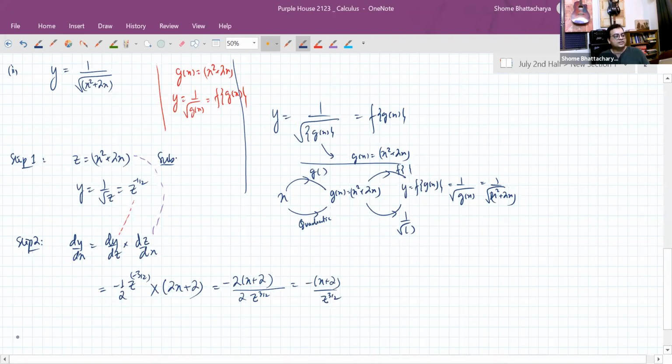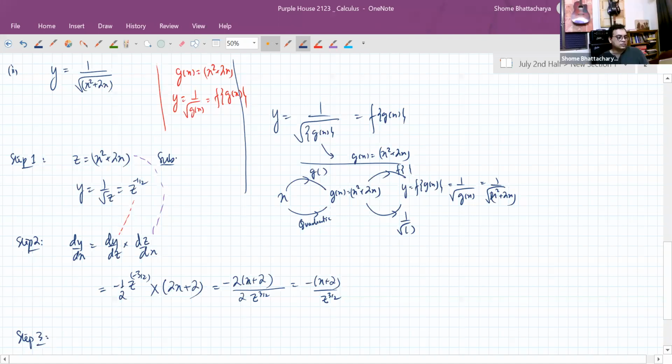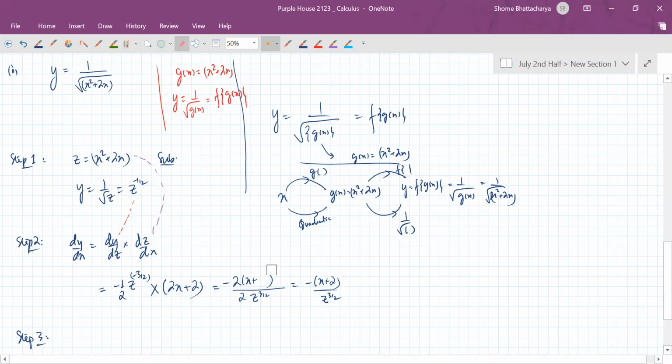Now the final step, I have to remove z from my equation, so I have to resubstitute. 2 times x plus 2? You take x plus, sorry, 1. My mistake. Yeah, sorry. It should be x plus 1.